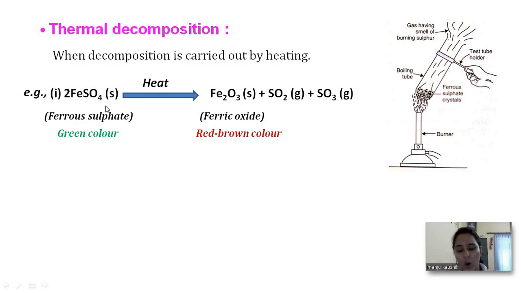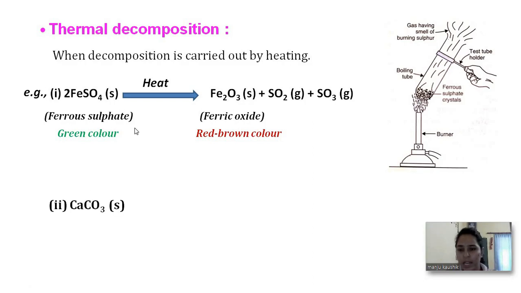So in all decomposition reactions, energy or heat is required. In this particular case, to break the bond of iron and sulfur, the bond of the reactants, which is very strong, heat is used. So this is a thermal decomposition. Thermal decomposition is when the decomposition is carried out with the help of heat to break the bonds.